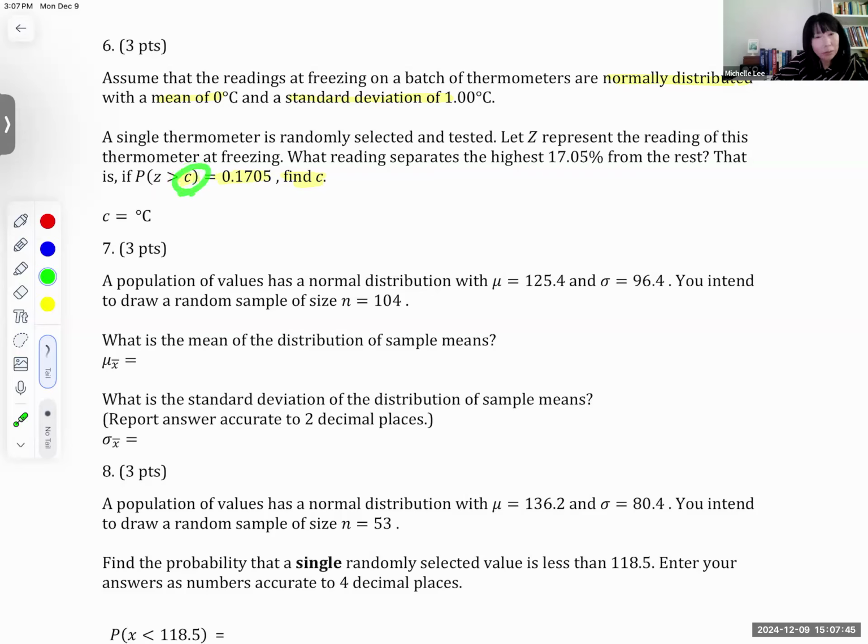Just to set it up. What it is, right? So mean equal to 0, standard deviation is 1. And on the other side, we make it 0.1705. And then find the C, right? Okay.